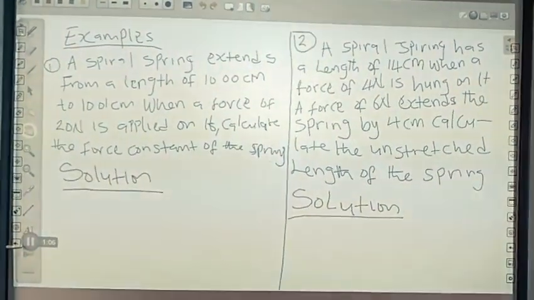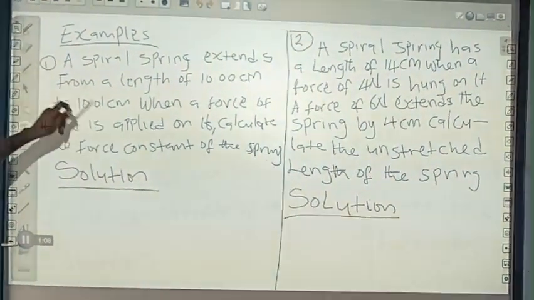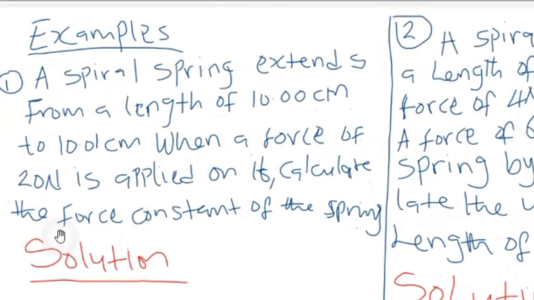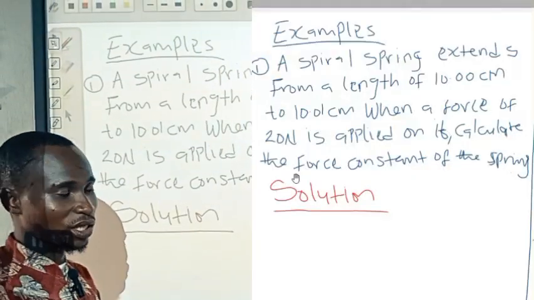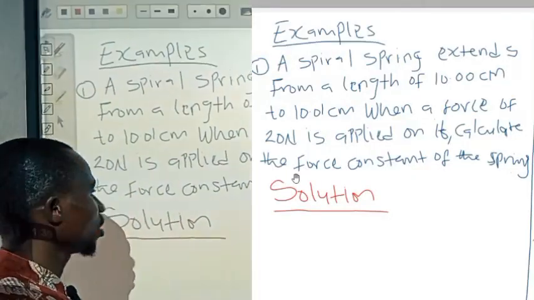Example 1. Question: A spiral spring extends from a length of 10.00 centimeter to 10.01 centimeter when a force of 20 Newton is applied on it. Calculate the force constant of the spring. What is the force constant? Now the force constant is K. That is what they ask us to calculate.